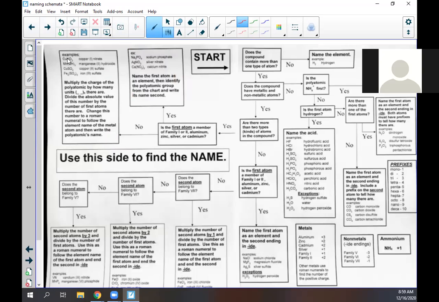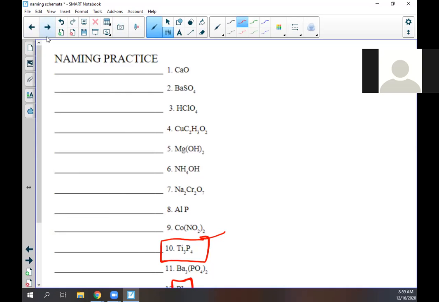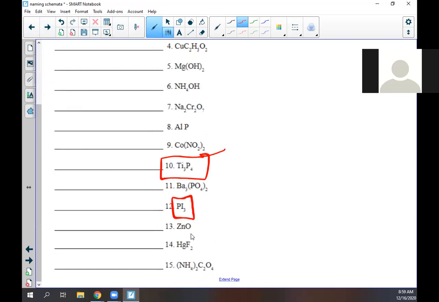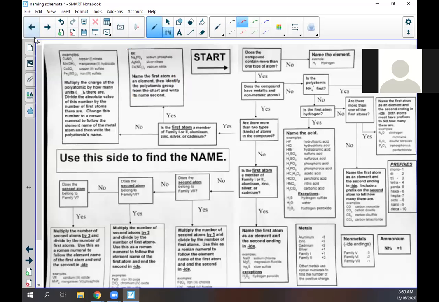15. 15 is NH4 2C2O4. So that's a lot of stuff. Does the compound have more than one type of atom? Yes. Does it have metal and nonmetals? No. Right here, NH4, all of those are nonmetals. Then the C2 and O4, those are nonmetals. All right, so is NH4 first? Yes, it is.